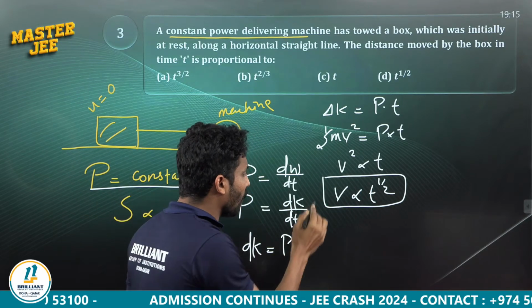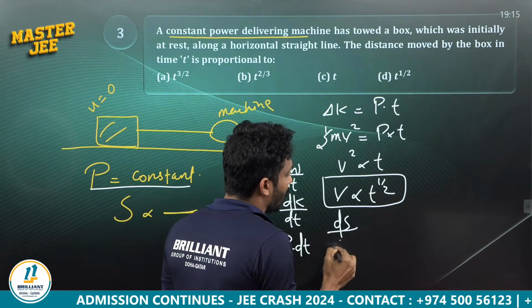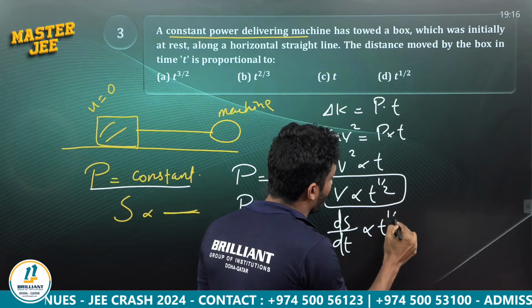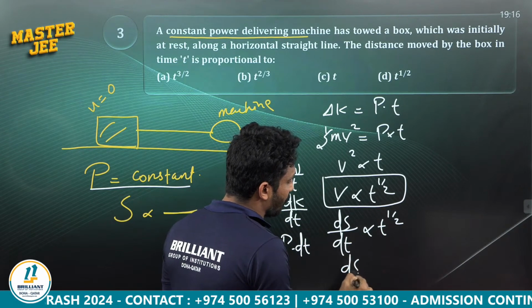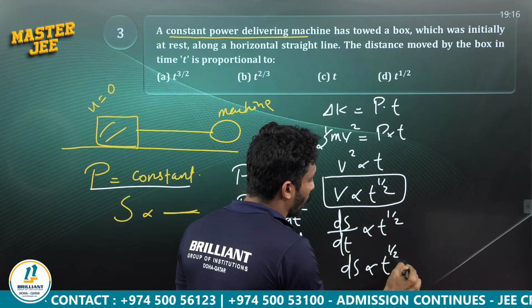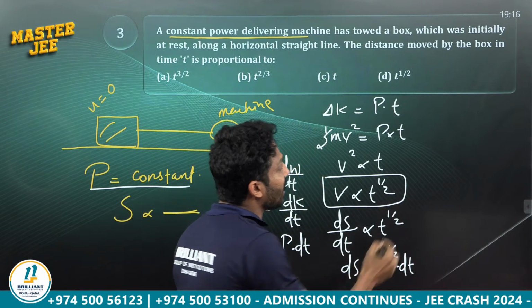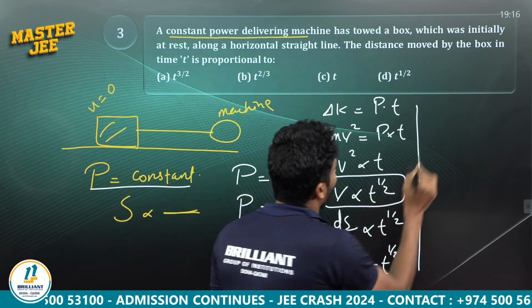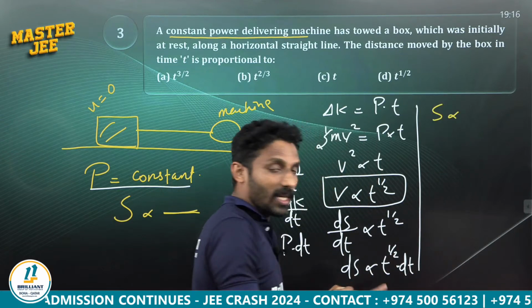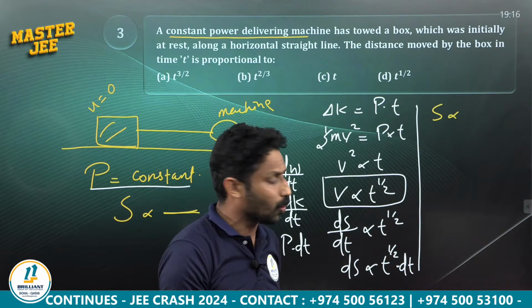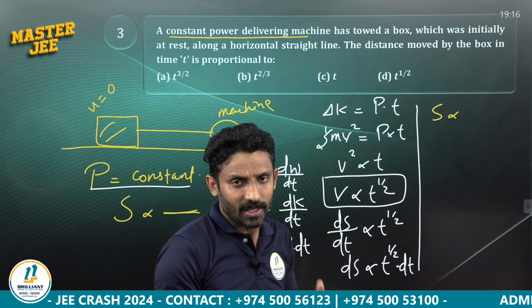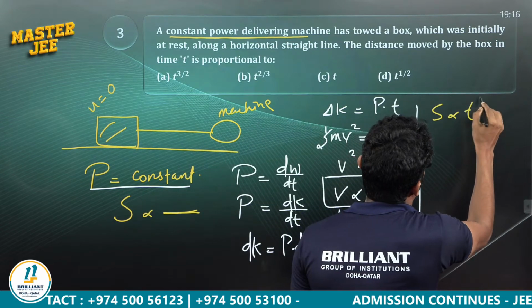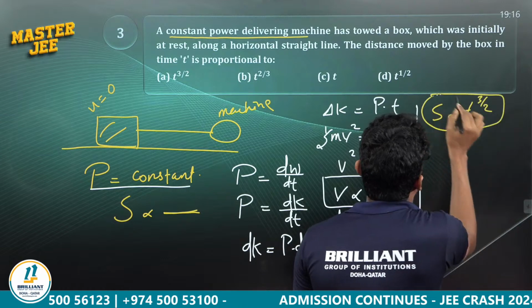Now we have velocity is ds by dt, isn't it? It is proportional to t raised to half, which means ds is proportional to t raised to half into dt. Then integrating both sides we get s proportional to the integration of t raised to half with respect to t, which is t raised to half plus 1, that is t raised to 3 by 2. Understood? So this is our answer.